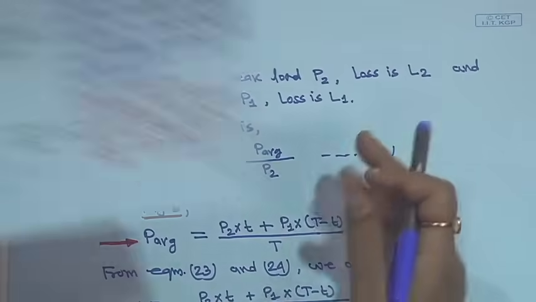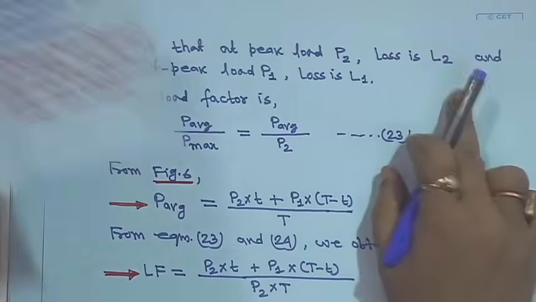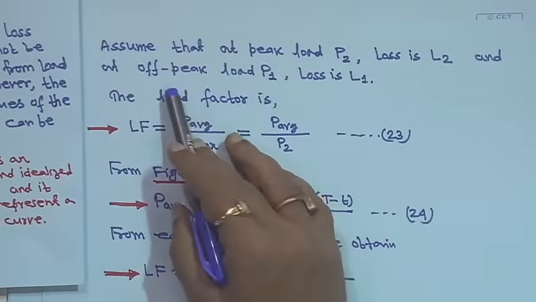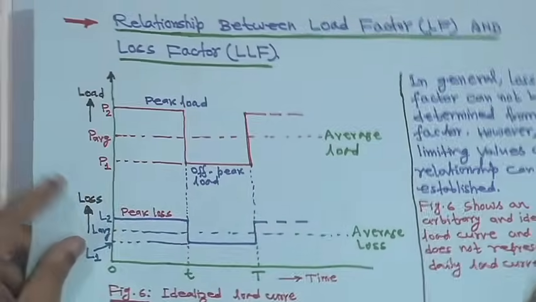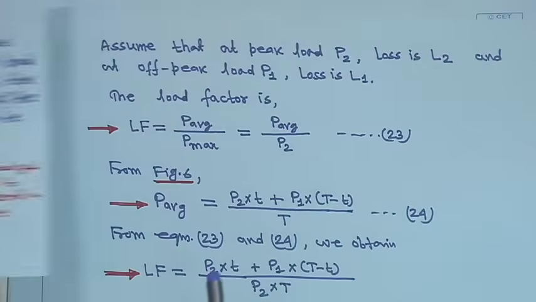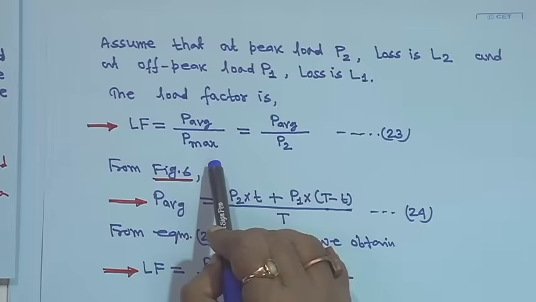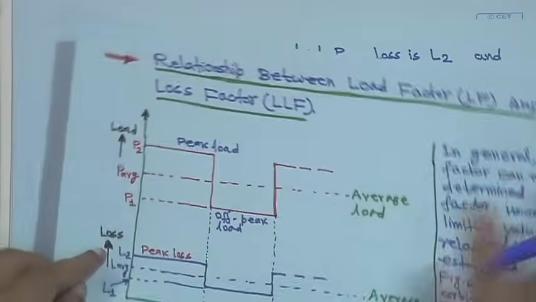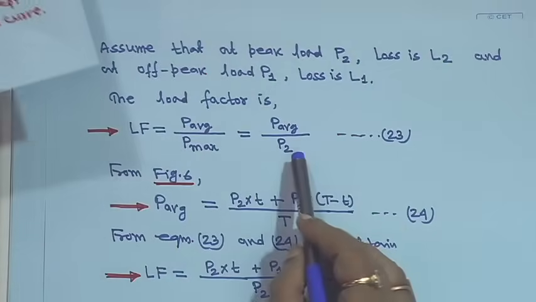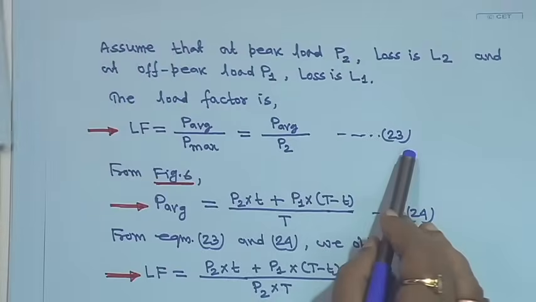assume that the peak load is P2 and the corresponding peak loss is L2, and at off peak load P1, the loss is L1. And the load factor LF is equal to P average upon P max. Here we have taken some average load line. So, this is my P average divided by P max, where P max is nothing but P2. This is equation 23.